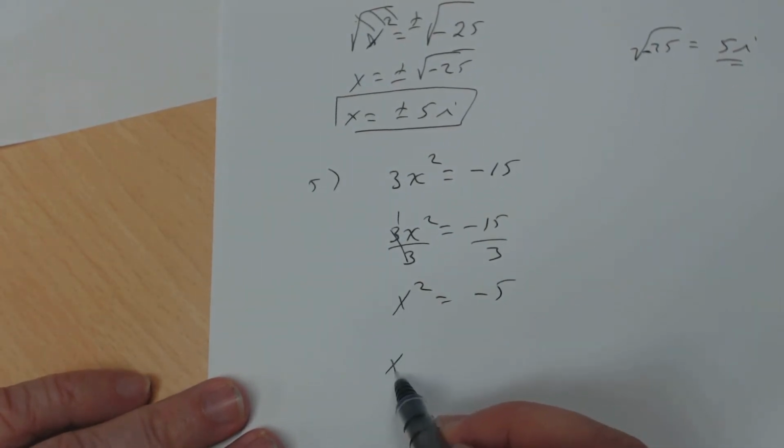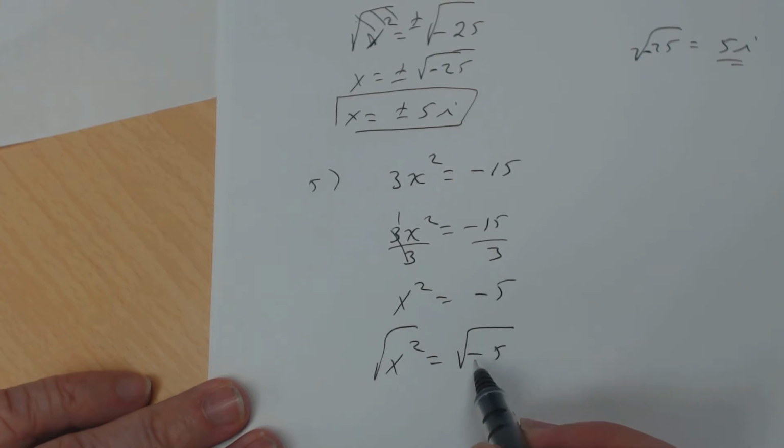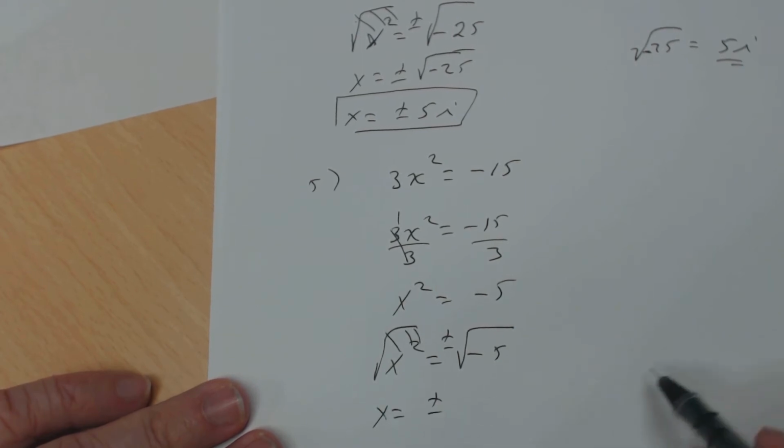Now to get x by itself, remember you're going to take the square root of both sides. Don't forget this is the square root of negative 5. Get plus or minus. The square and the square root undo each other. So you get x equals plus or minus. Now let's figure out what the square root of negative 5 is.